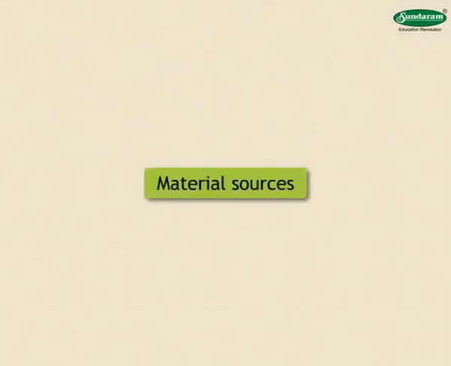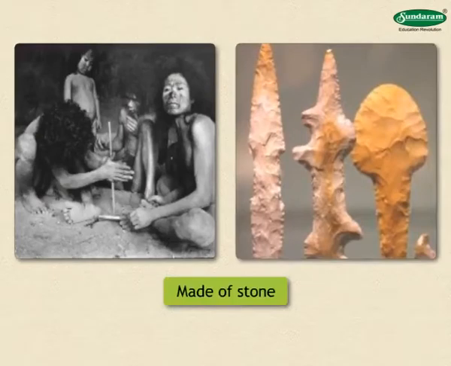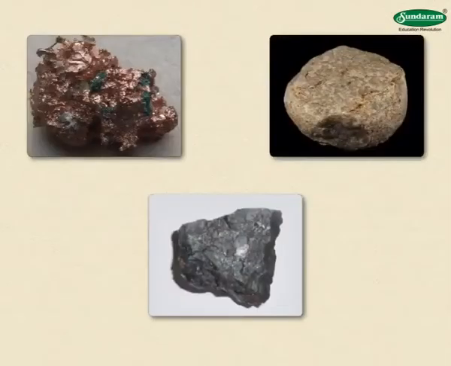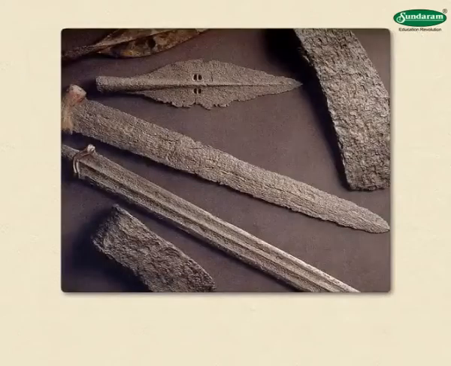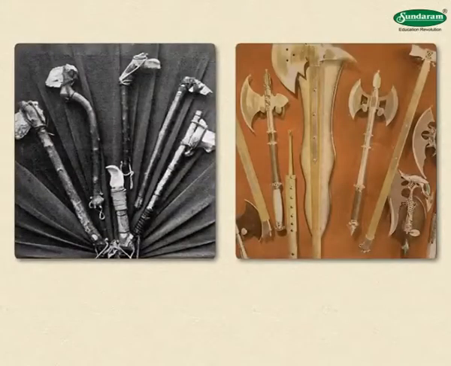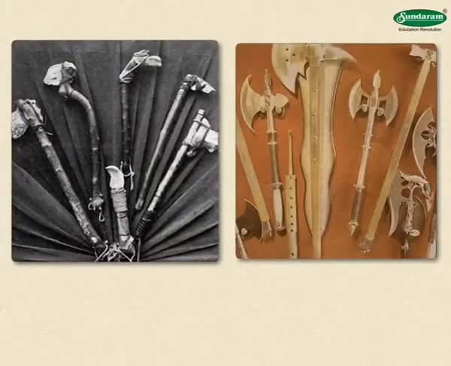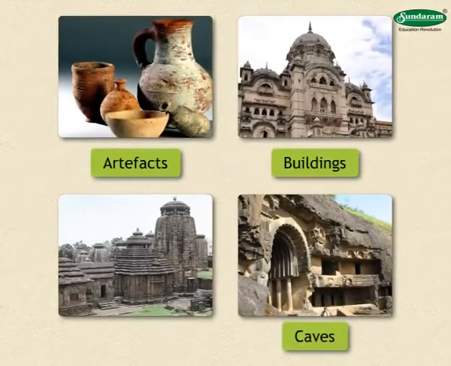Let us begin with material sources. During the Stone Age, man used tools and weapons made of stone. In the later period, he used copper, bronze, iron, and other metals to make his weapons and tools or implements. We can learn about the technological progress made by man by observing the improvements in his tools and weapons. Ancient artifacts, buildings, caves, temples give us important information about their respective periods.